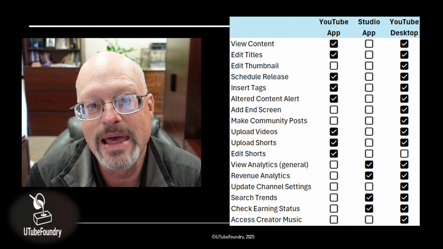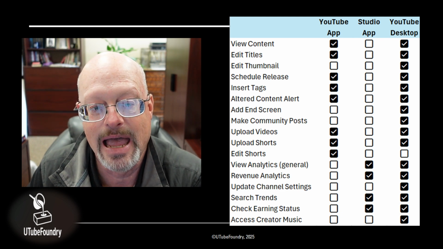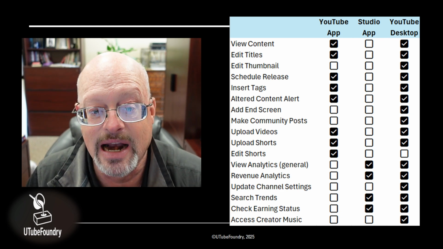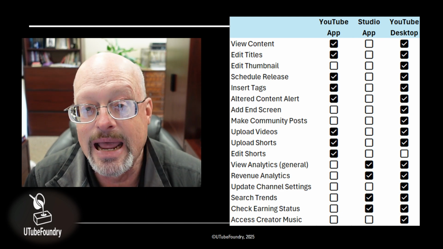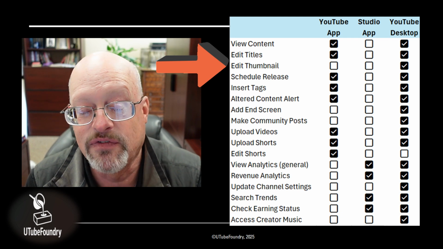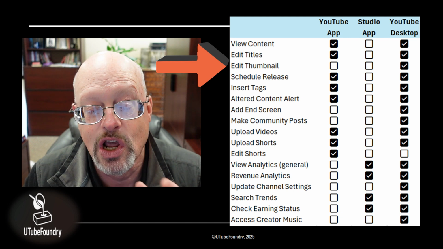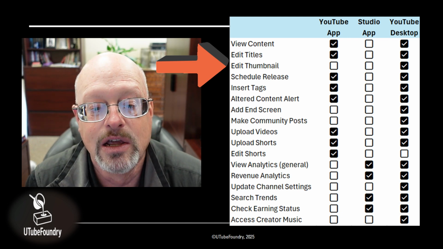I cannot do that with the desktop application. Now, there's some things I can do with the desktop application that I cannot do with the YouTube app. I can edit thumbnails. I can put in different thumbnails, add thumbnails, take thumbnails out, set up a thumbnail comparison test with the desktop. I cannot do that with the app.